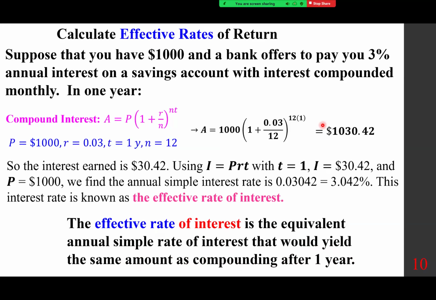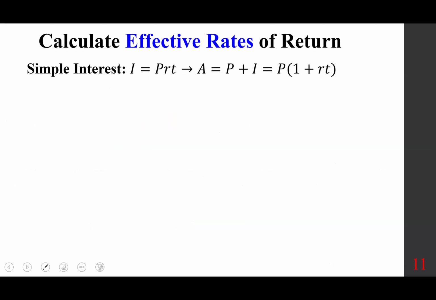So this is because of the compounding, the 3% compounding results in this. That means because of the compounding 12 times, we got a little bit more than 3% for the simple interest, we got 3.042%. This is the equivalent rate or effective rate. So with that being the case, let's calculate effective rate of return in this manner.